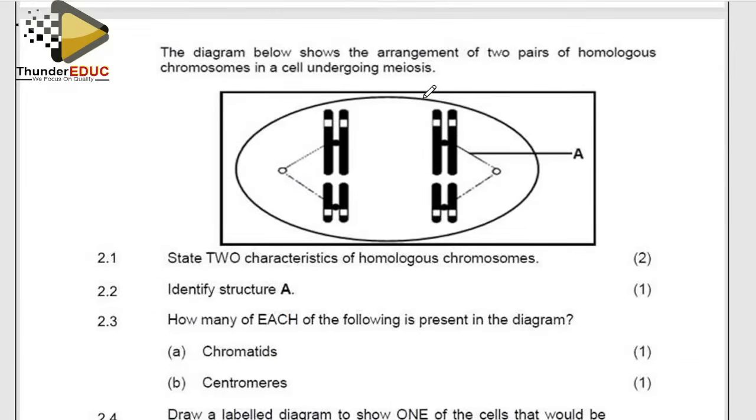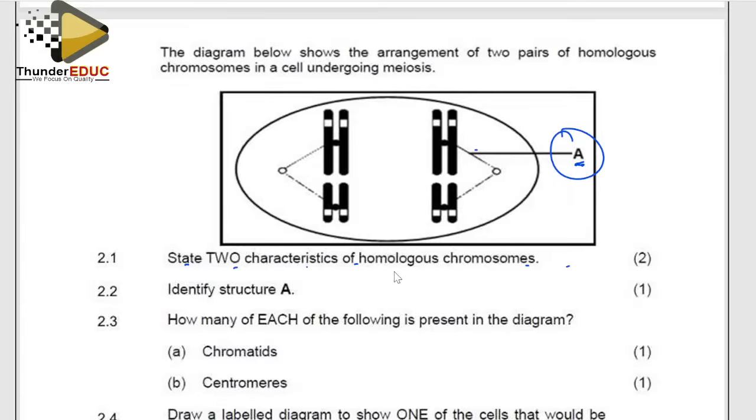They are saying, let's go to the questions and find out. What is A? We are saying that A is spindle fibers. State 2 characteristics of homologous chromosomes. Here we have 2 characteristics of homologous chromosomes.